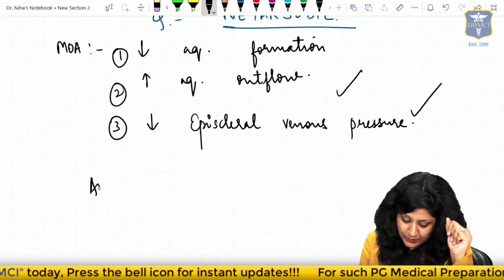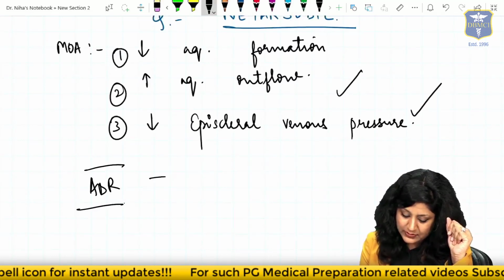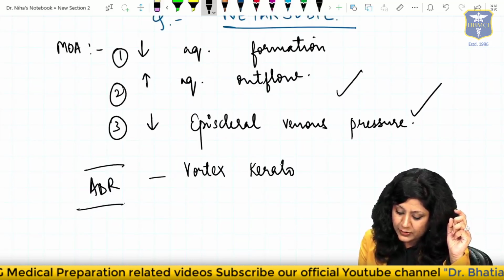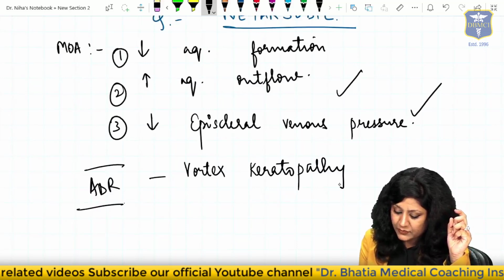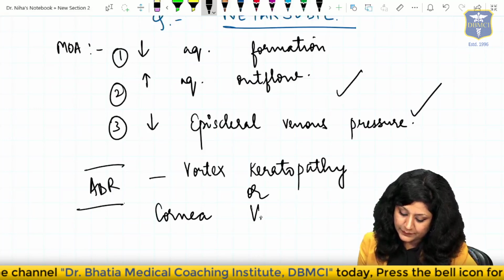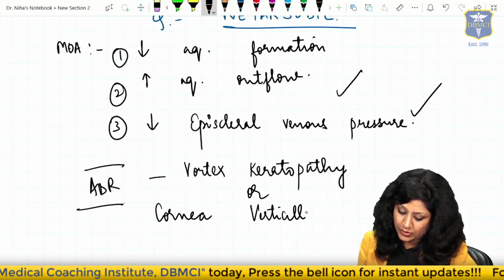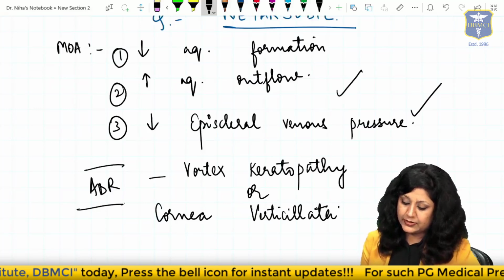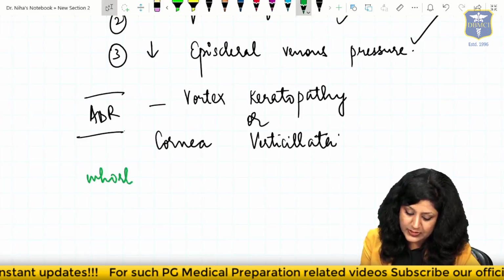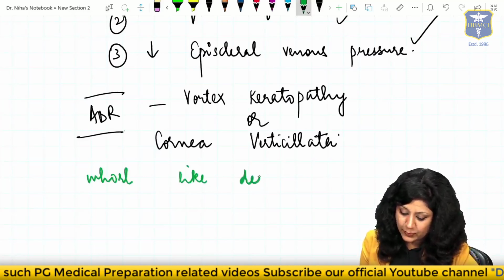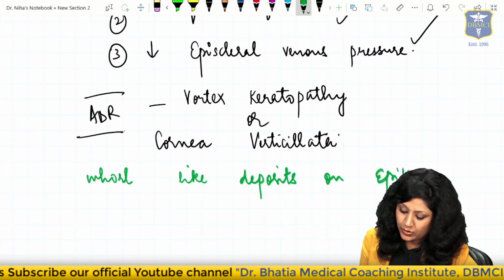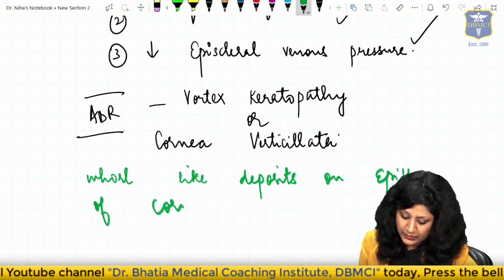And we have an important side effect of these drugs, that is vortex keratopathy. Vortex keratopathy is an important side effect which is also called cornea verticillata. This is a condition where you get whorl-like deposits on the epithelium of the cornea.